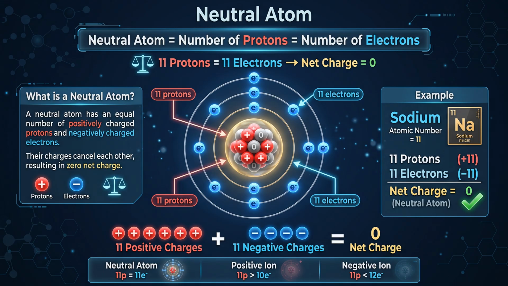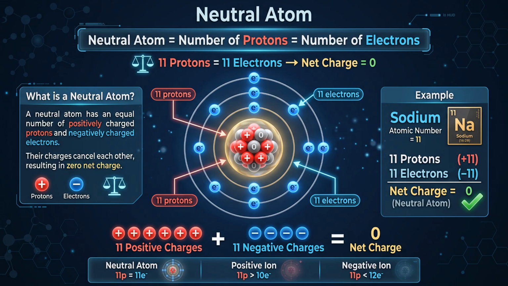For example, consider the sodium atom shown in the illustration. Sodium has an atomic number of 11, which means it contains 11 protons in its nucleus. Because it is a neutral atom, it must also contain 11 electrons surrounding the nucleus. The 11 protons contribute a total positive charge of +11, while the 11 electrons contribute a total negative charge of −11. When these charges are added together, they cancel each other out. Net charge = +11 − 11 = 0. Therefore, sodium is electrically neutral.